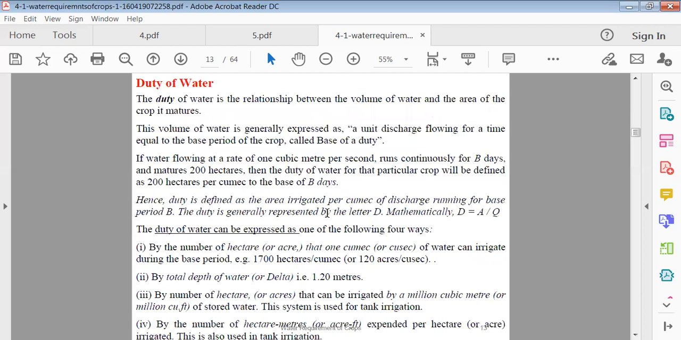Okay, so we have already studied that duty is nothing but the volume of the water and the area of the crop it matures. So duty only represents the volume with respect to the area.